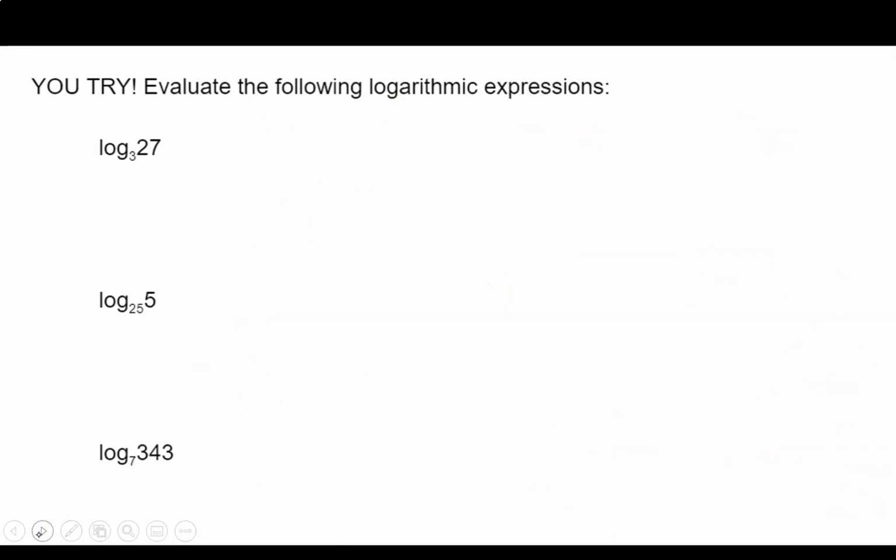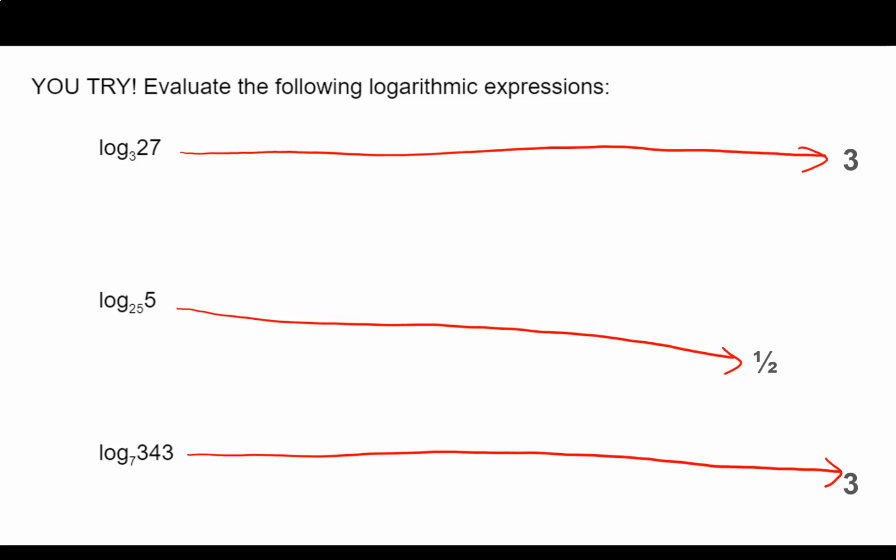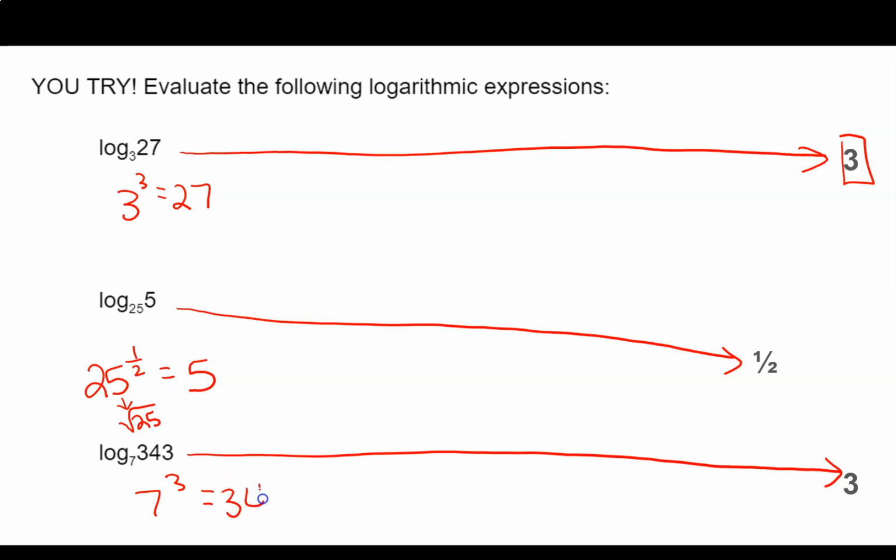So try these out on your own. I'll pause the video and then see if you get the values. Okay, hopefully you got these answers. Sorry that the answers are so far away from the problem, but first one, this is true because 3 to the third makes 27. So that 3 had to be the value. Next one, 25 to the 1/2 is equal to 5. And remember, we know that because 25 to the 1/2 means square root of 25. And then the last one, 7 to the third is 343, which is why this was equal to 3.